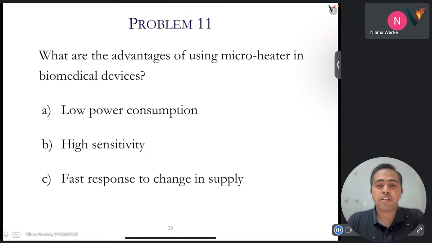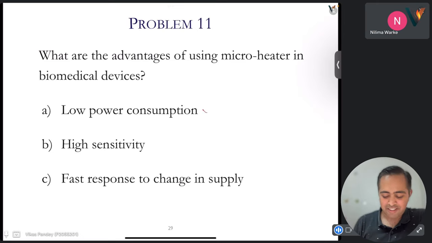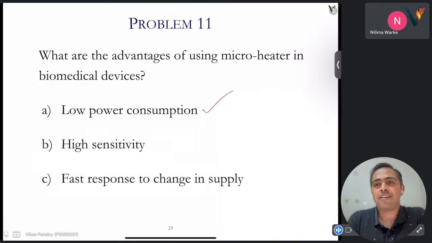So what are the advantages of using a micro heater in medical devices? Why are we using a micro heater? Low power consumption, high sensitivity, fast response to change in supply. Any answer? Is it A again? Because low power consumption is there. Yes. Okay. And this is fine. Any other answer?